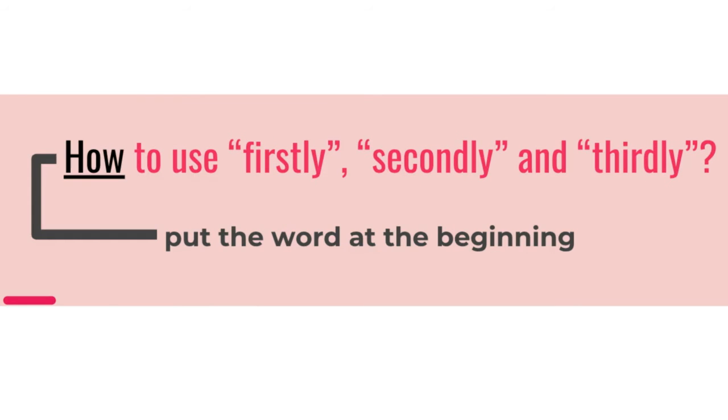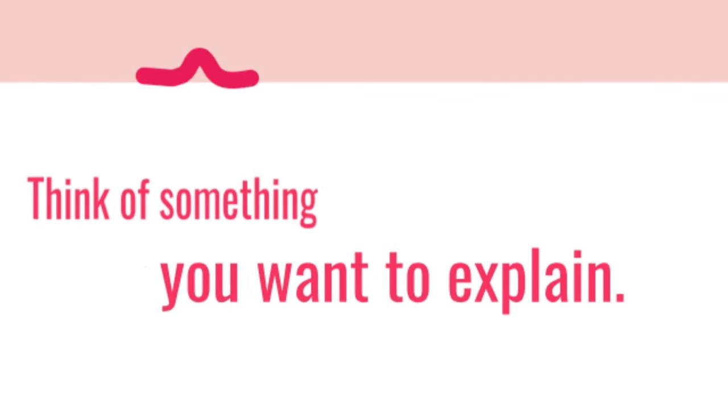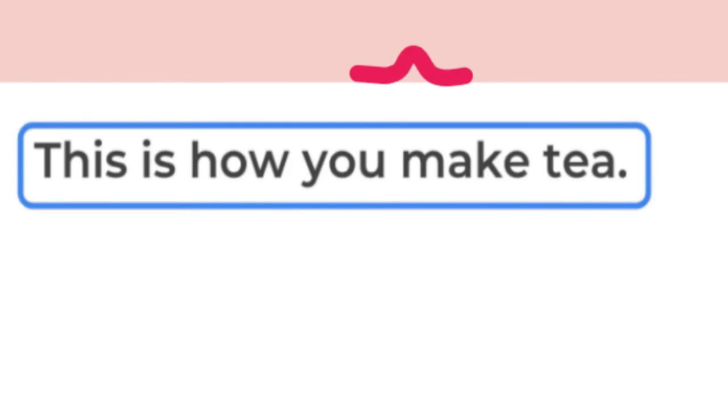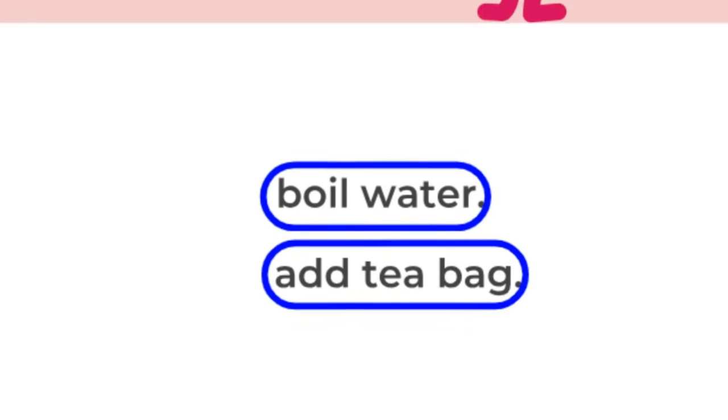So how do you use the transition words? You put the word at the beginning. Think of something you want to explain. This is how you make tea. Then think of 3 ideas. Boil water, add tea bag, pour a cup of tea.